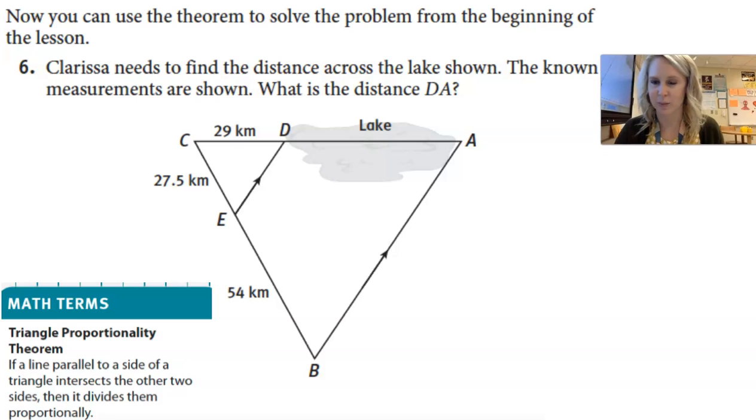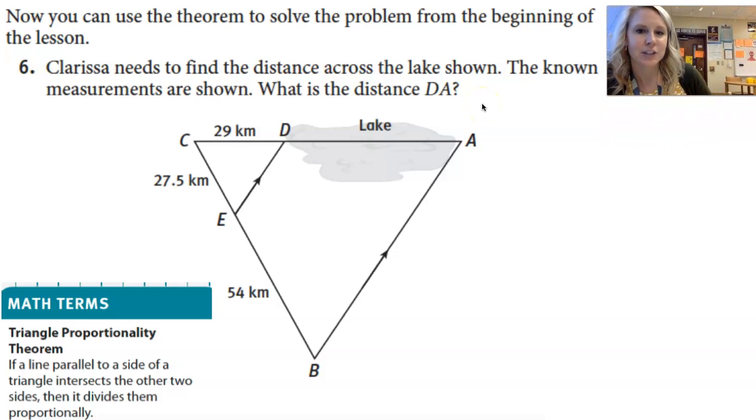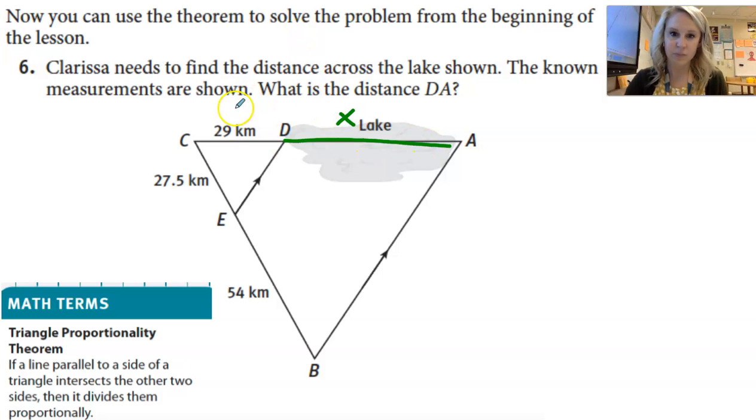Let's look at a problem now. So now we can use the theorem to solve a problem from the beginning of the lesson. We had Clarissa trying to find the distance across the lake. What is the distance between D and A? Okay, so that's similar to what I just did. So I have part and a part and a part and a part, and I can use my shortcut because it's the size of the triangle. So I'm going to say part over part.